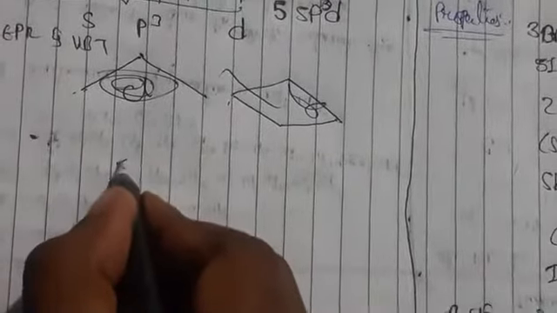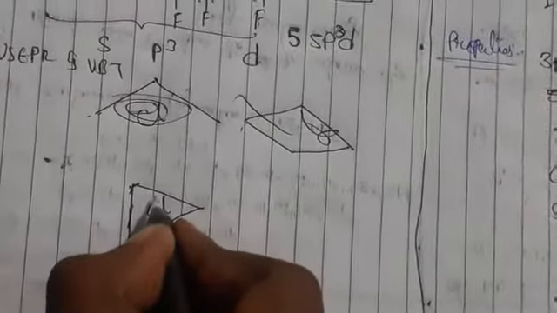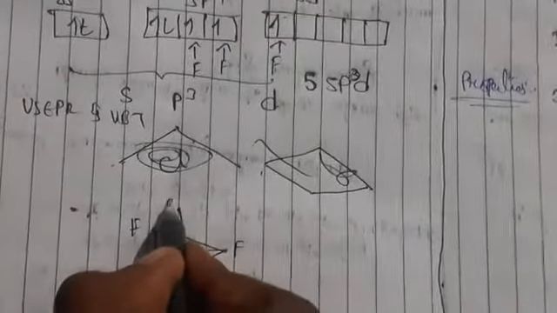Sorry, the structure will be like this. First write a triangular shape. So here Cl, and this is F, this is F, this is F. Okay, ClF3. So this chlorine consists of how many lone pairs of electrons? 2 lone pairs of electrons.